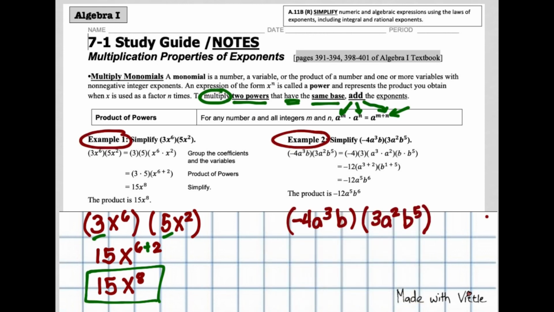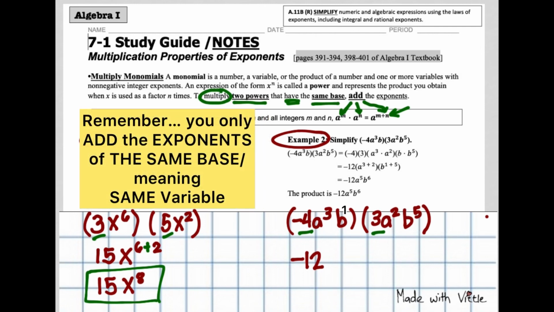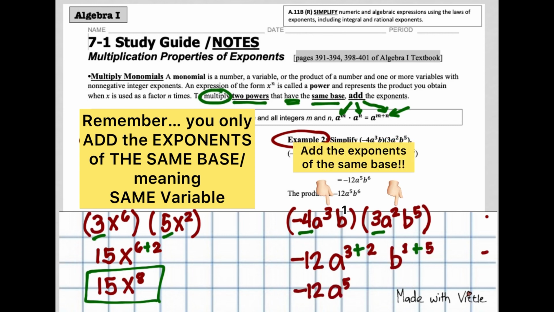Another example, negative 4a to the third power times b times 3a squared times b to the fifth power. Multiply the coefficients, negative 4 times 3. Multiply the same variables by adding their exponents. The a will have fifth power, while the b variable will have sixth power. So the final answer is negative 12a to the fifth times b to the sixth.